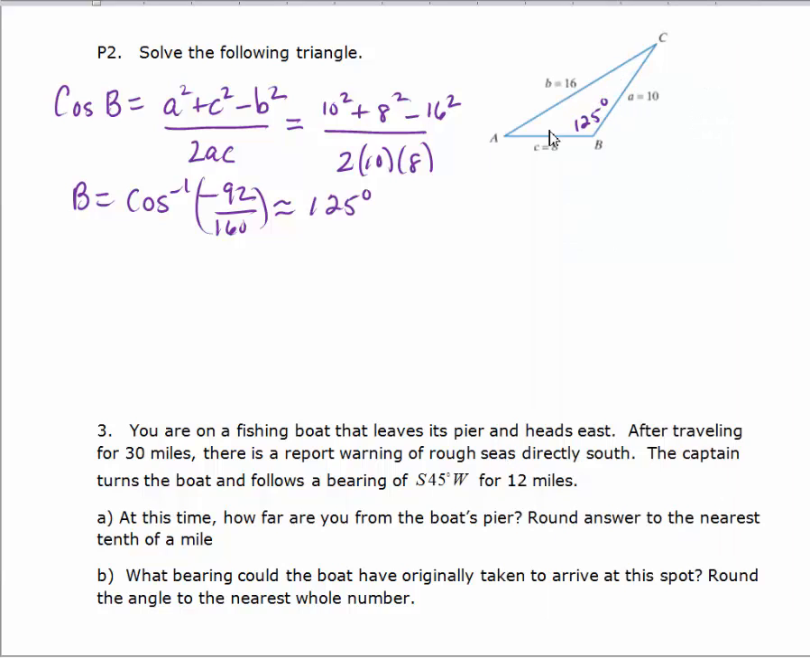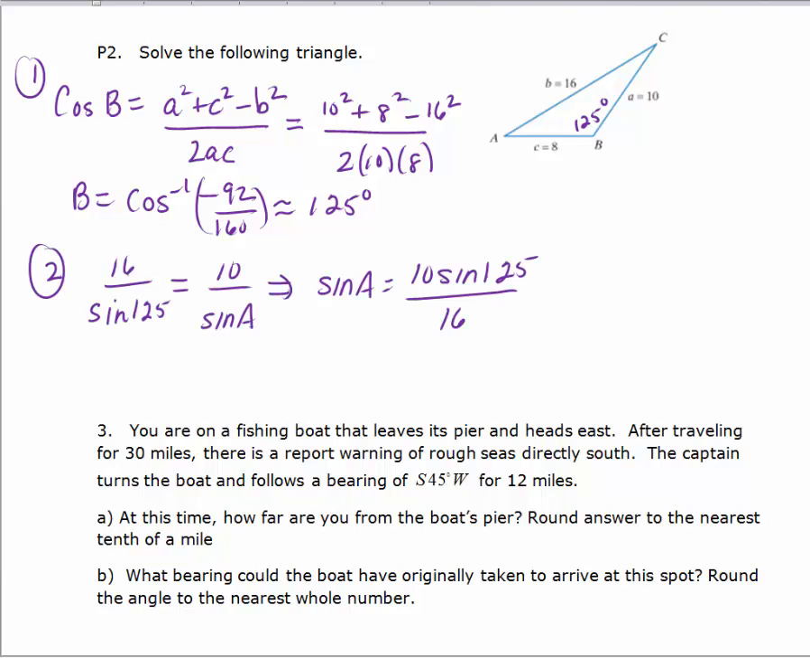Now we've got the obtuse angle, so it doesn't matter which angle we find next. We'll use the law of sines to find it. So step 1 was to find that first angle using law of cosines. Step 2, we're going to use law of sines, and I'll find angle A. Setting up my ratios, I get 16 over the sine of 125 is equal to 10 over the sine of A.